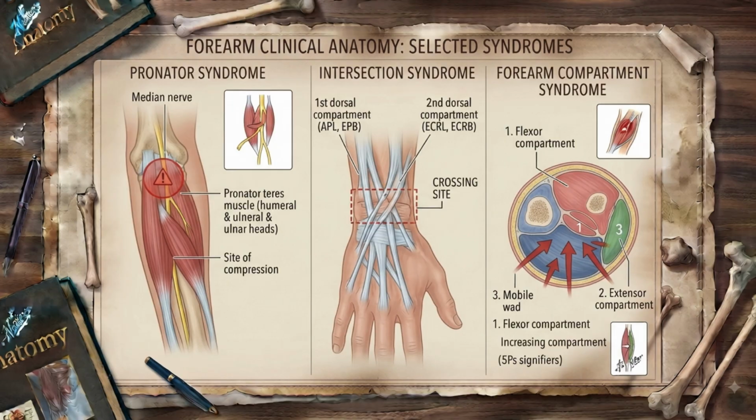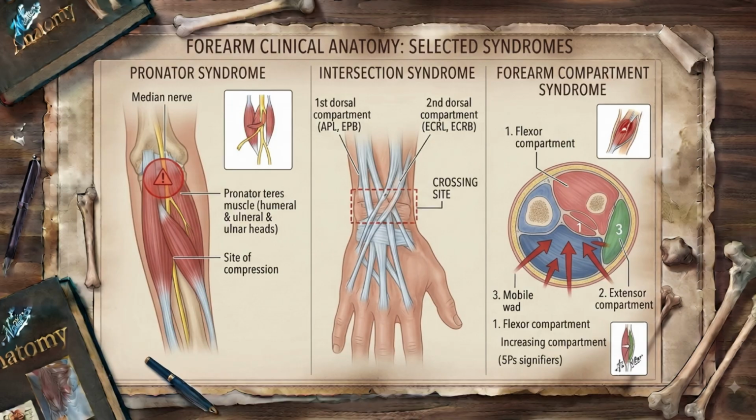Pronator syndrome involves compression or irritation of the median nerve in the proximal forearm region. One potential site is around the pronator teres. So when you hear pronator syndrome, think about median nerve in the proximal forearm.